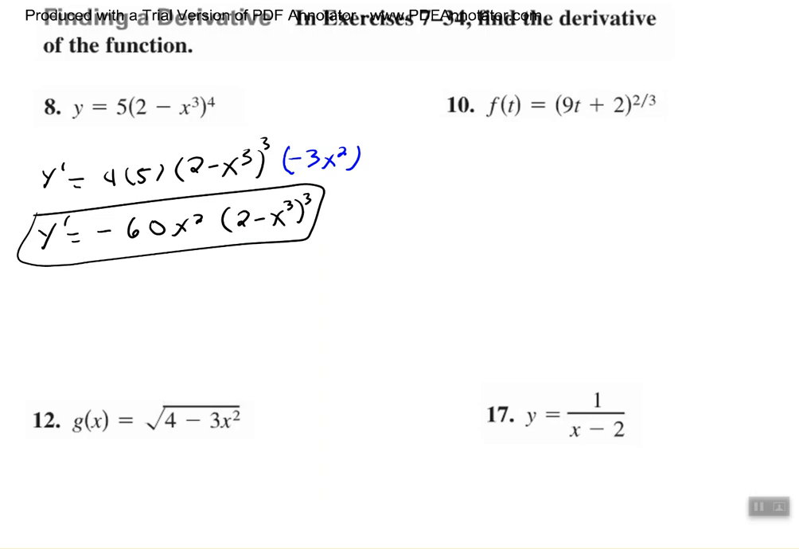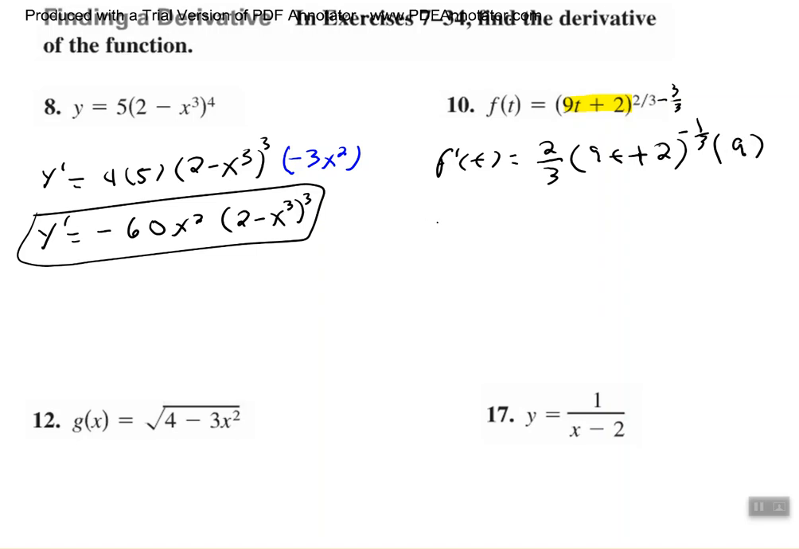Okay. So number 10 is similar to number 9. Again, we have 9t plus 2, and we've done derivatives like that, but now we have that extra layer with the exponent outside of that, so we use the chain rule. So the power rule first. So we're subtracting 3/3. That gives us negative 1/3, times the derivative of 9t plus 2, which is just 9.